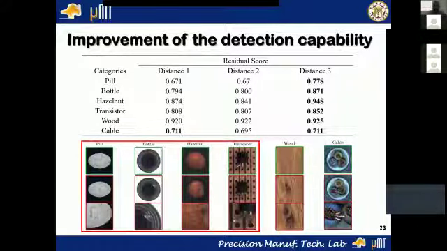Here is the result of verification of improvement of the detection capability. This page shows the categories with higher AUC detected by using distance 3, including pill, bottle, and hazelnut categories, etc. Most of them are object samples. The reason is the generator was able to reconstruct the object sample much better than the texture samples, with no variation in object sample. In the case of detecting object samples, feature extraction made data loss, resulting in a decrease in AUC.